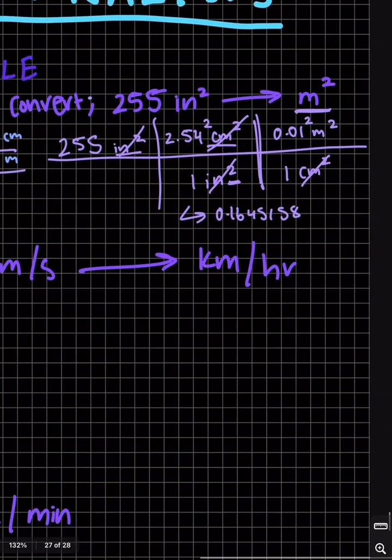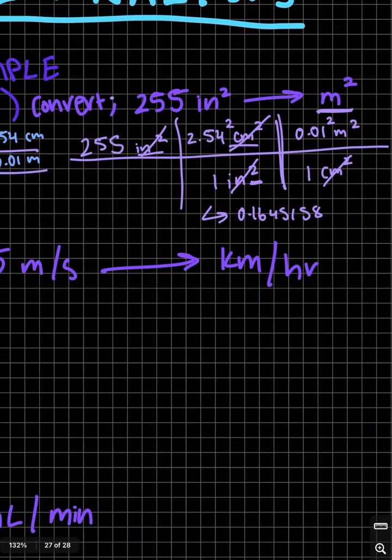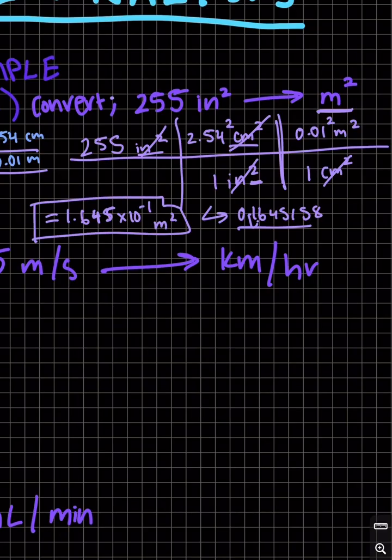My answer is 0.1645158. Now, I can leave this, but I have to convert this into scientific notation. So I'm just basically going to bring this one space front. So my total answer is going to be 1.6. And then a good rule of thumb is to round to maybe 100th, or they'll specify. For now, I'm just going to do 1.645 times 10 to the power of -1 meters squared. And that is your answer for number 1.